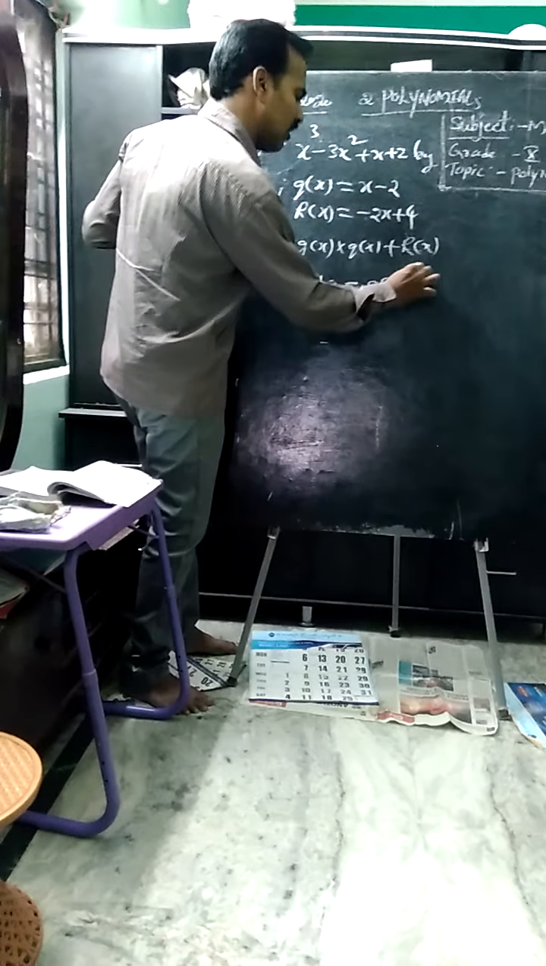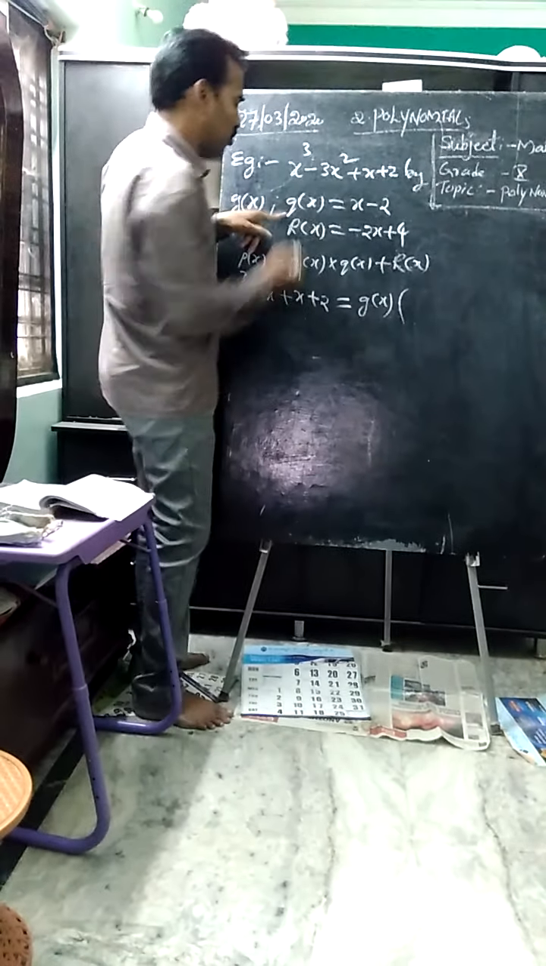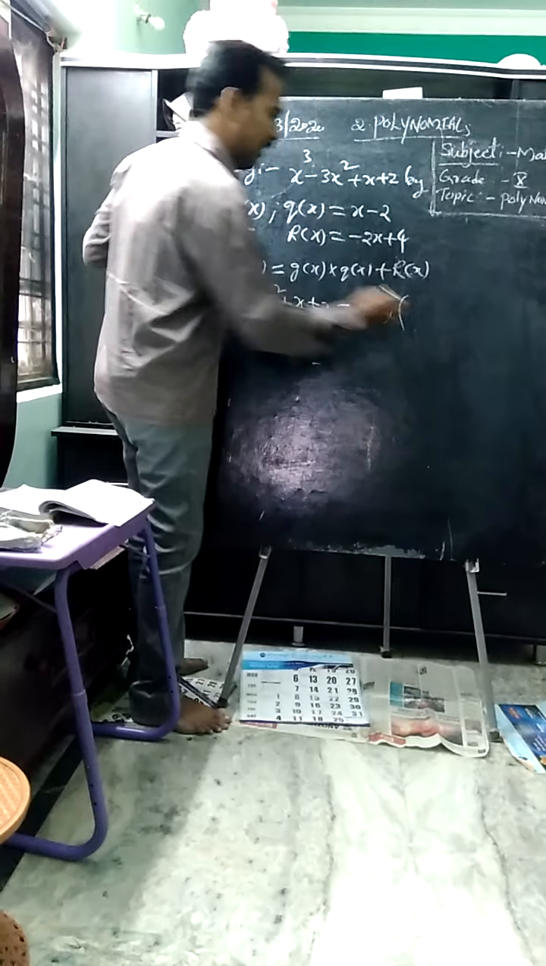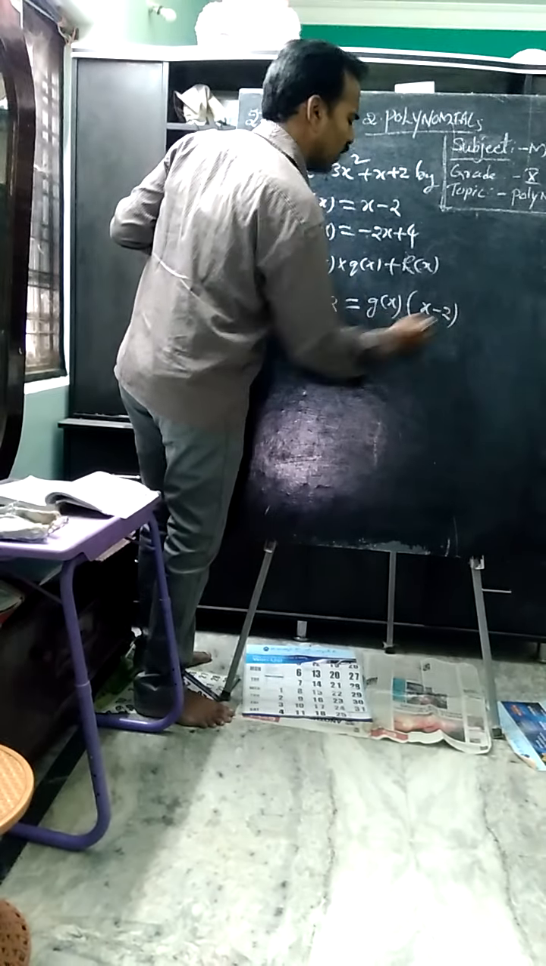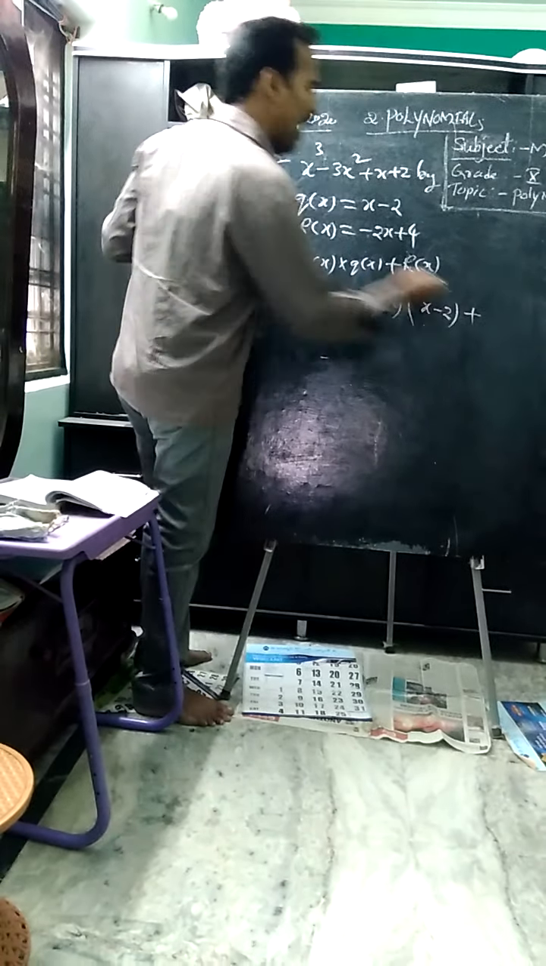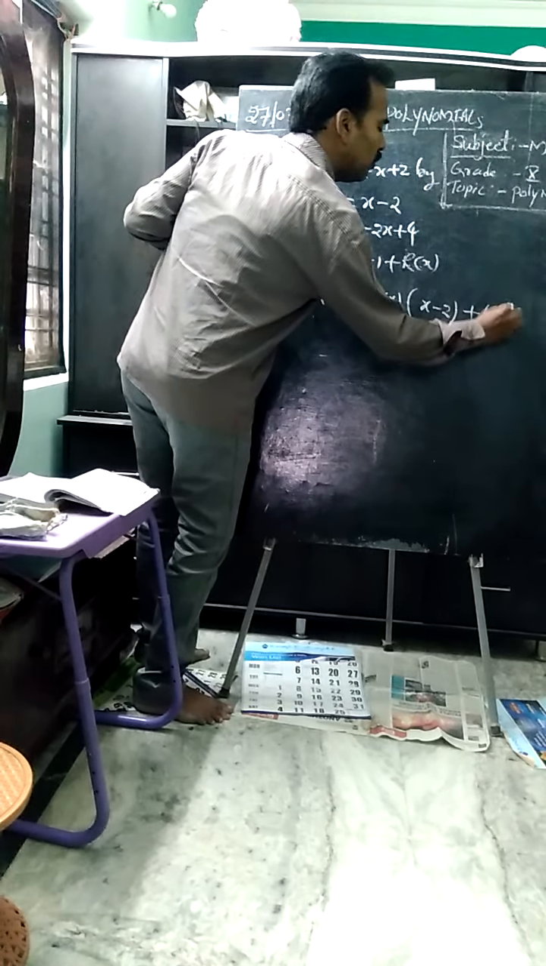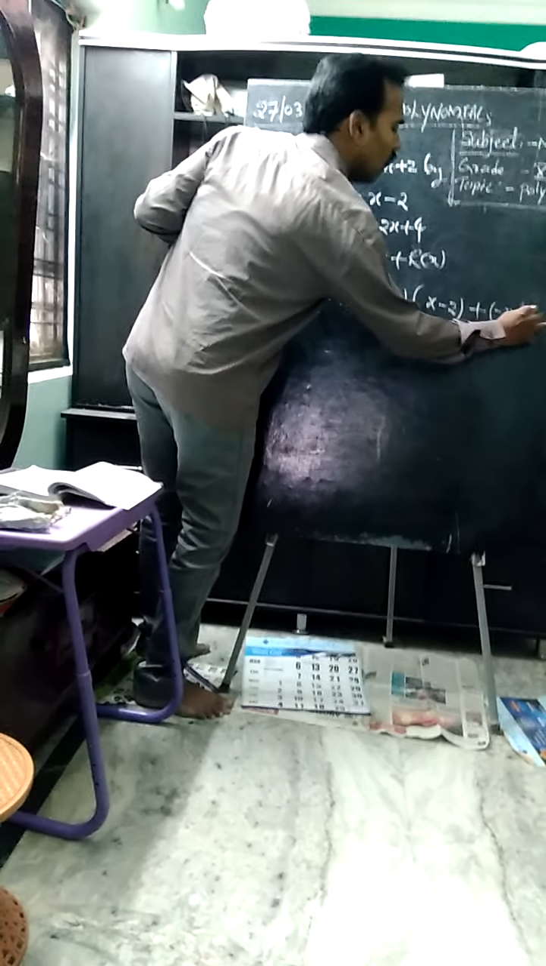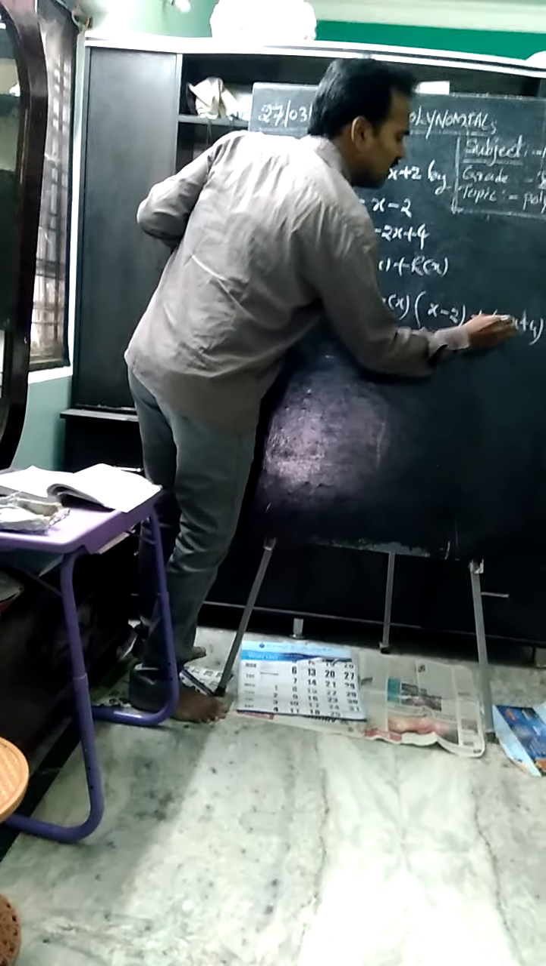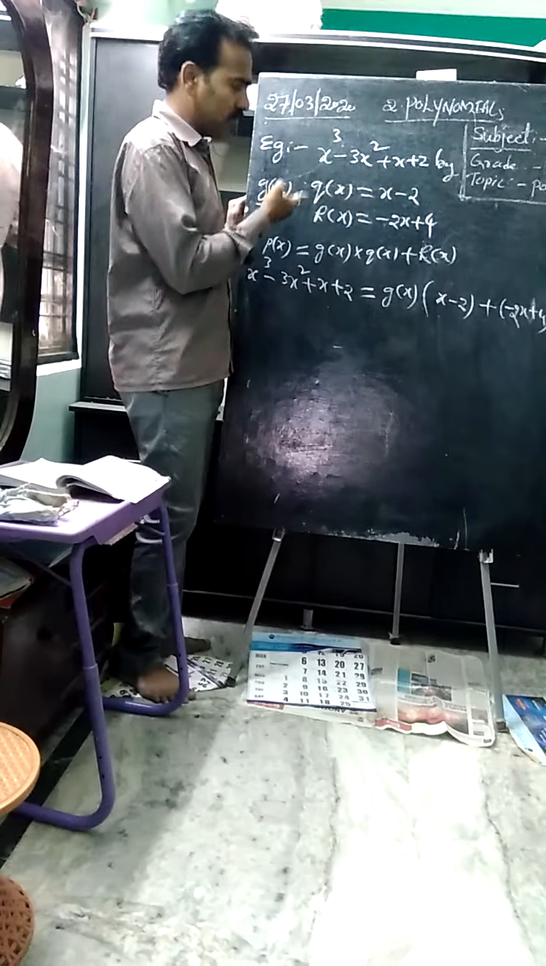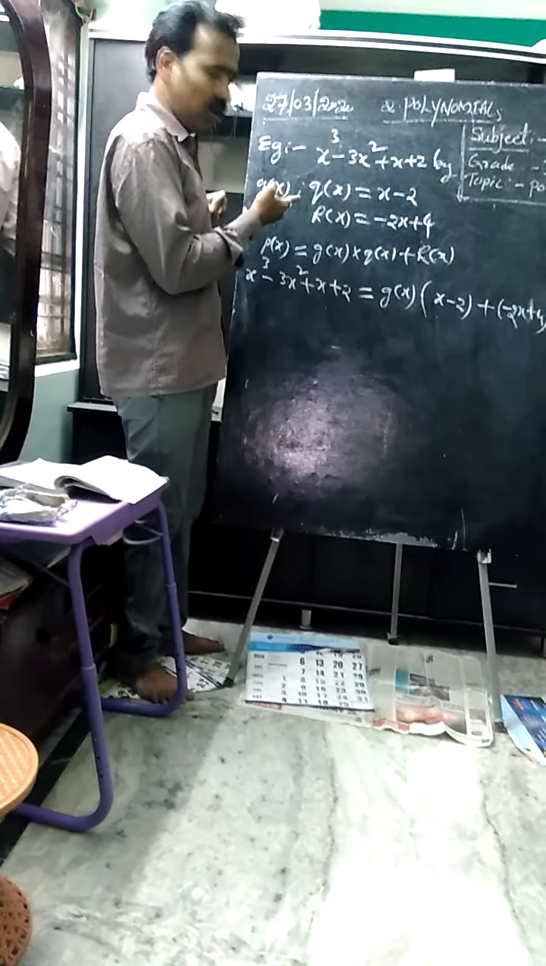We don't have that. We need to find it, we are about to find it. So q of x, that is nothing but the quotient, which is given as x minus 2, students, and the remainder we have is minus 2x plus 4. This is the remainder. As we discussed, the remainder may be a linear polynomial also. In this problem, the remainder is a linear polynomial.